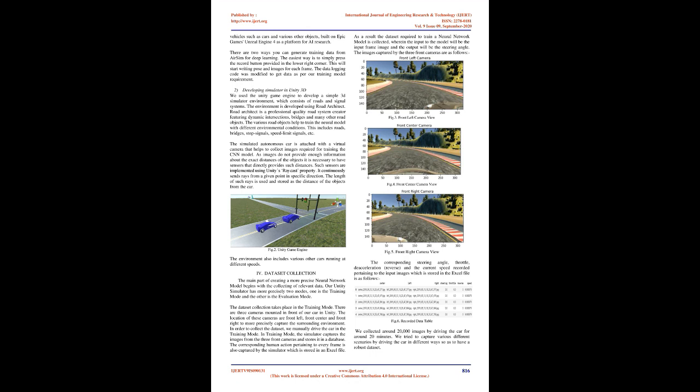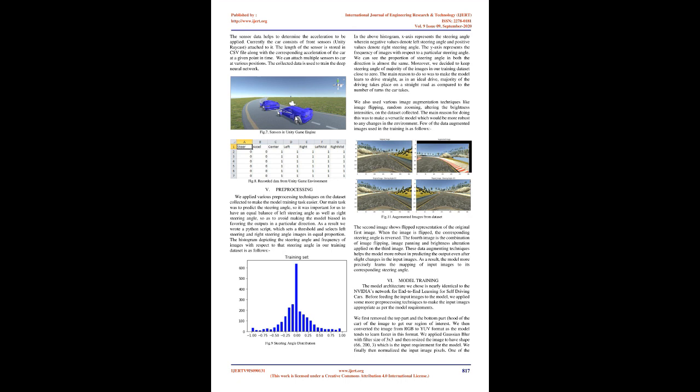The simulated autonomous car is attached with a virtual camera that helps to collect images required for training the CNN model. As images do not provide enough information about the exact distances of the objects, it is necessary to have sensors that directly provide such distances.